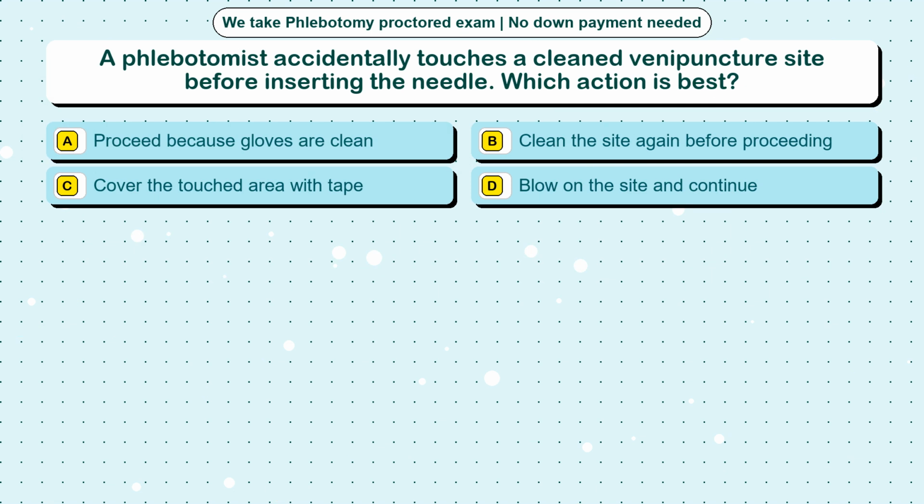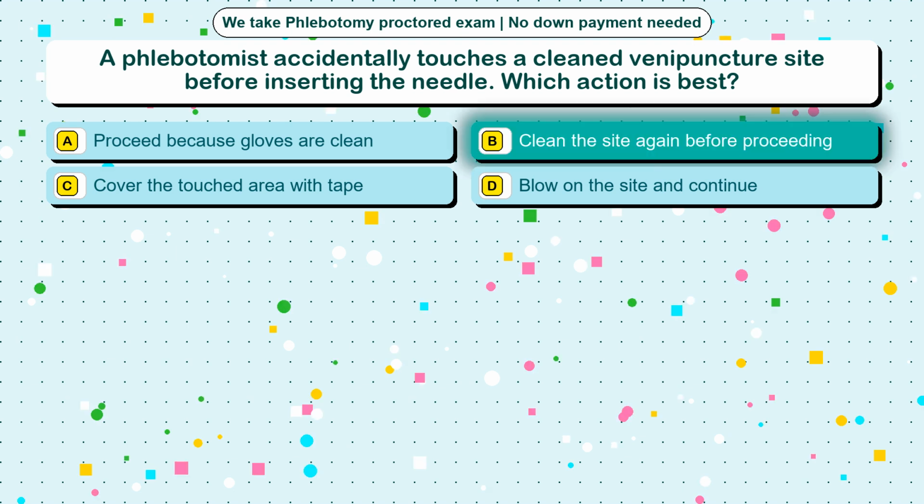Question 24. A phlebotomist accidentally touches a cleaned venipuncture site before inserting the needle. Which action is best? Option A, proceed because gloves are clean. Option B, clean the site again before proceeding. Option C, cover the touched area with tape. Option D, blow on the site and continue.